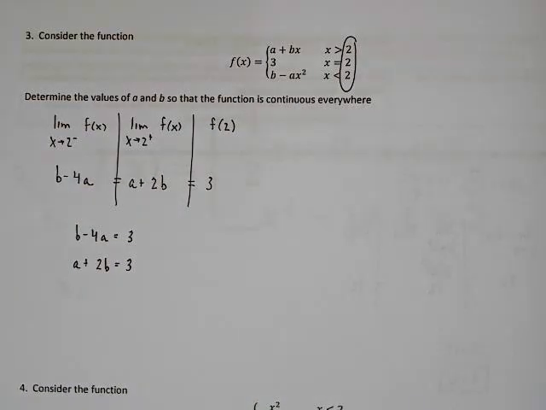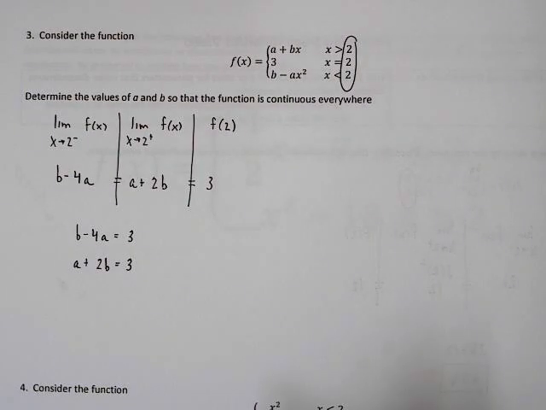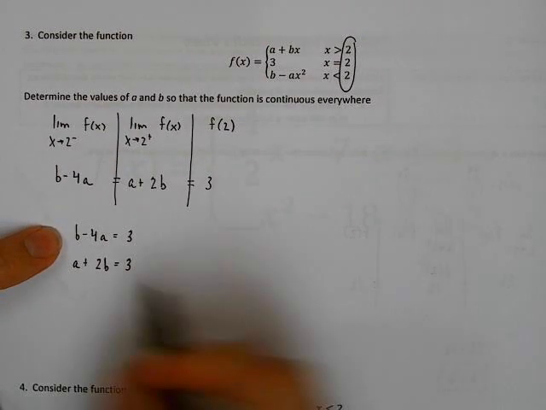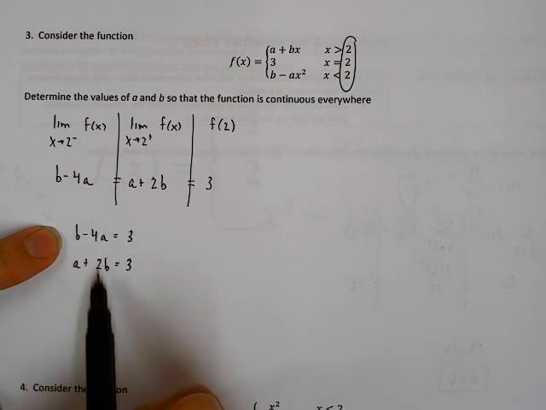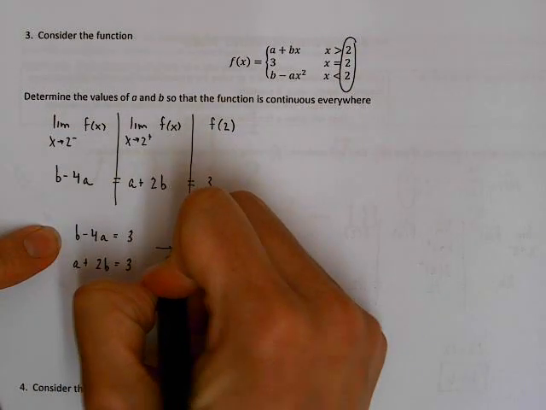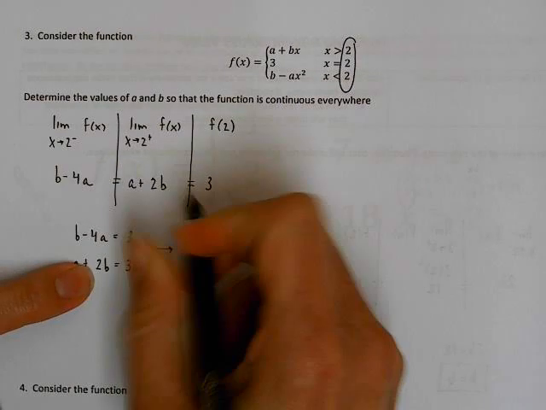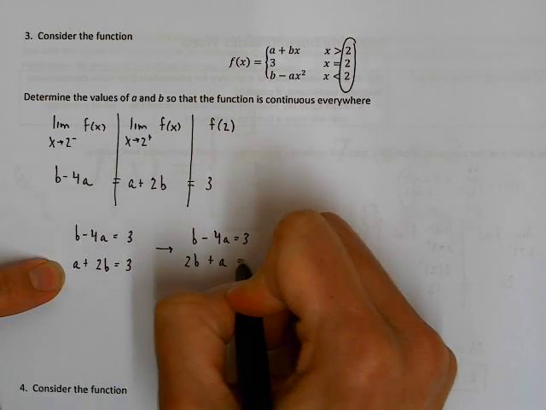Now, hopefully you remember there's 2 ways of solving a system. We can use substitution or elimination. I'm going to use elimination in this video, but we can talk about both methods when we're in class. So, I'm first going to rewrite this because to use elimination, I want my b's over my b's and my a's over my a's. So I'm going to rewrite this as b minus 4a equals 3, and here I'm going to put 2b plus my a is equal to 3.